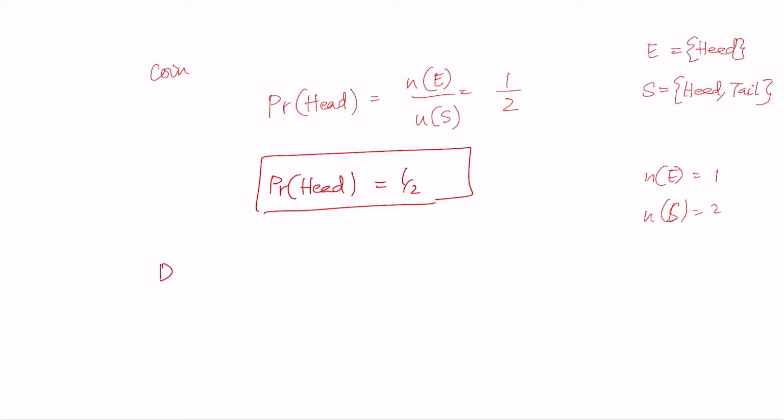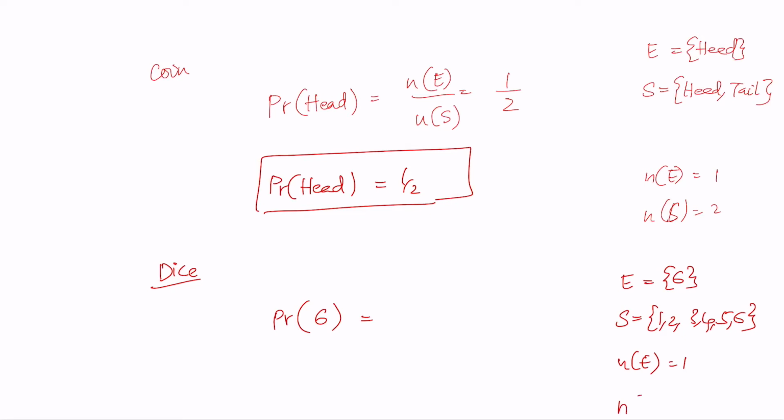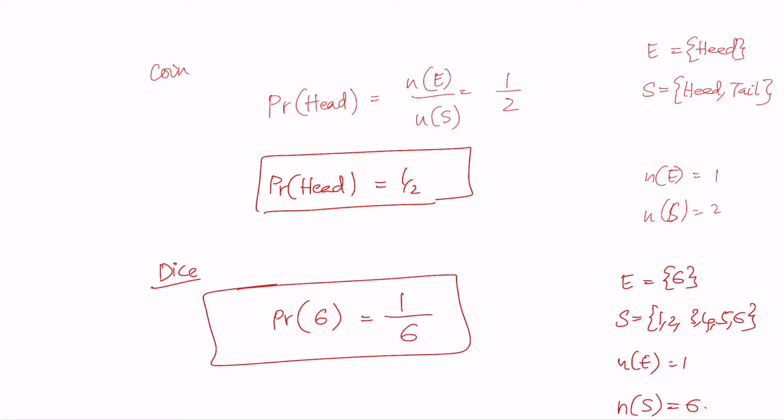Let's take another example of a dice. Let's say you're throwing a dice and you want to find the probability of getting a 6. The total number of outcomes can be written as 1, 2, 3, 4, 5 and 6, but the event that you want is only 6. So n of e here is 1 and n of s is 6. So the probability of having a 6 here is 1 by 6.